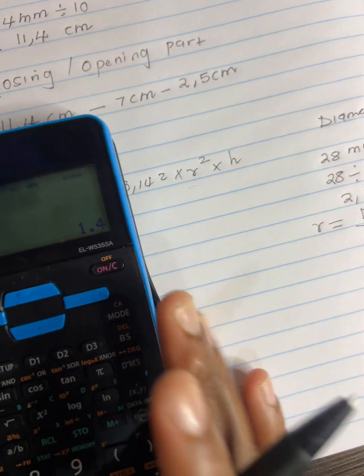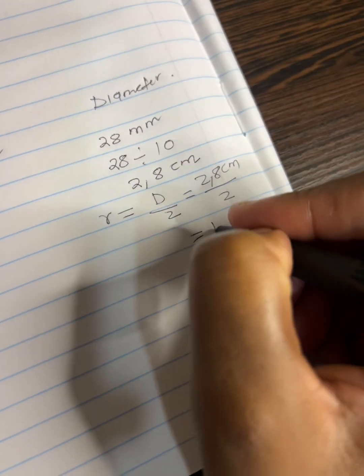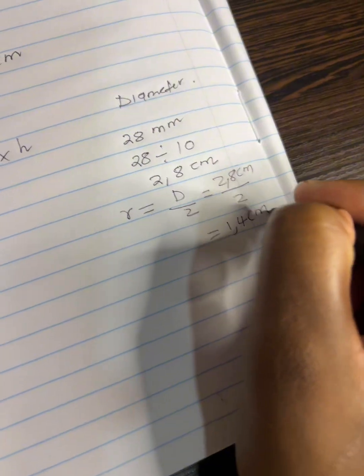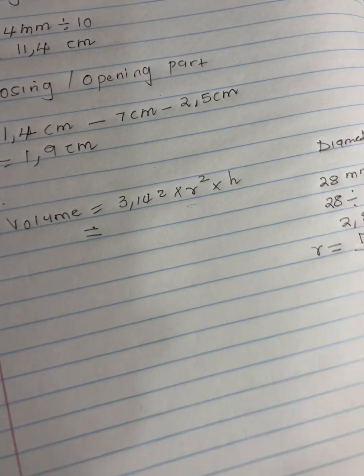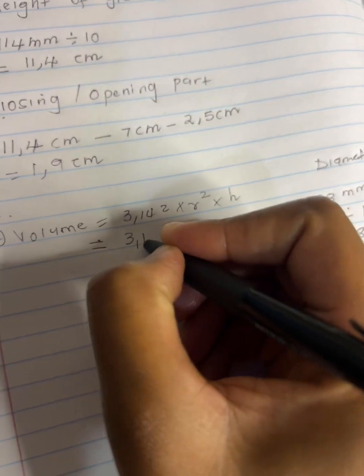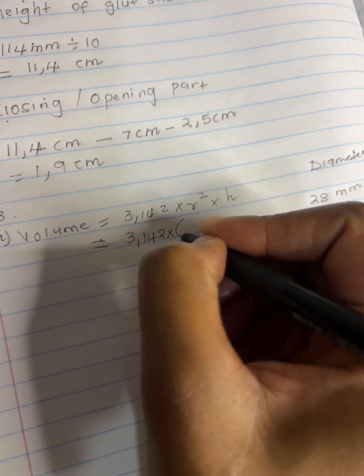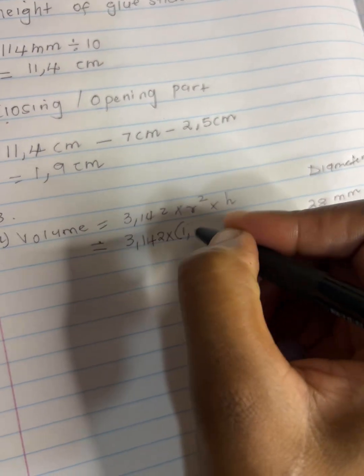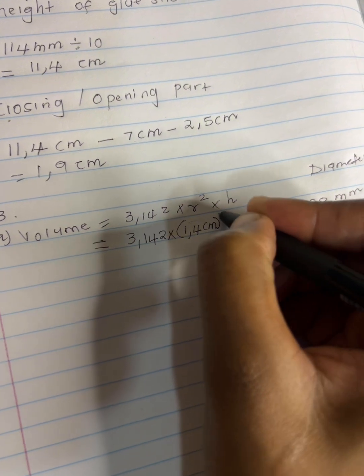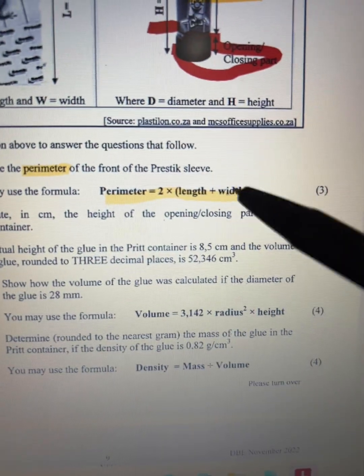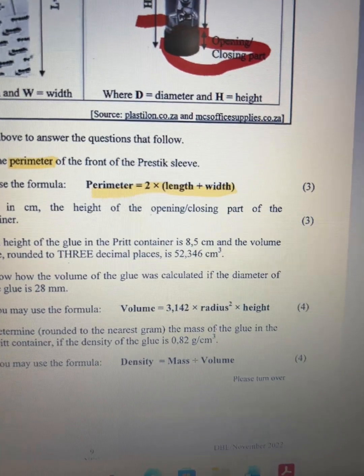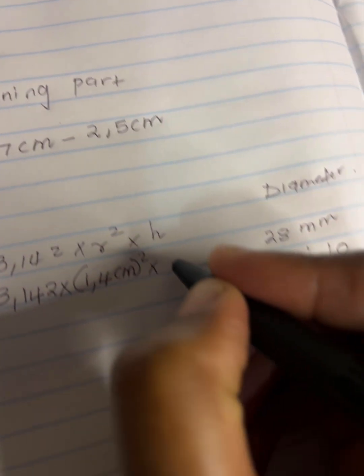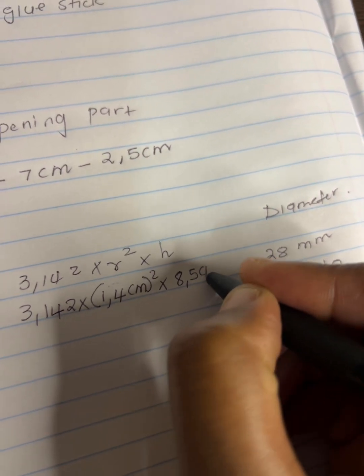The answer will be 1.4, meaning that we're going to have 1.4 centimeter. And then after that, we are going to substitute into the formula that we have. We're going to say 3.142 multiplied by the radius, 1.4 centimeter squared, multiplied by the height. They said the actual height is 8.5 centimeter, meaning that here we're going to say 8.5 centimeter.